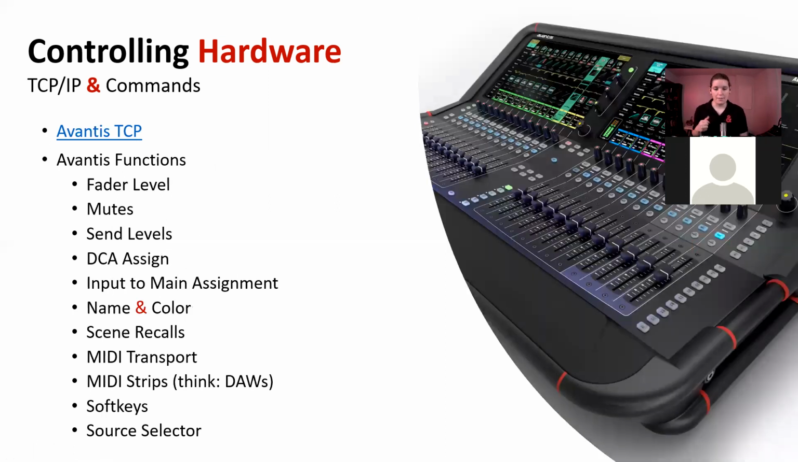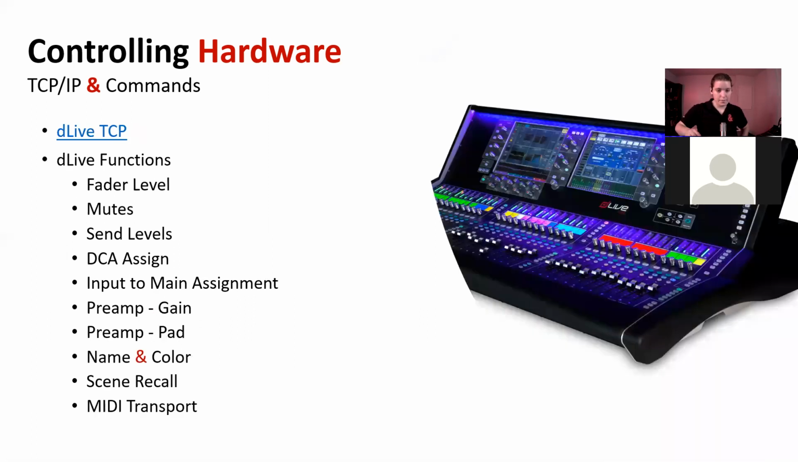So that was AHM. The Avantis has fader level, mutes, send levels, DCA assignments, input to main assignments, name and color, scene recalls, MIDI transport, and MIDI strips that you can assign to actually control a DAW. You can also have soft keys and the source selector as well. On dLive, we have fader level, mutes, send levels, DCA assignments, input to main assignments, preamp gain, preamp pad, name and color, scene recall, and MIDI transport.